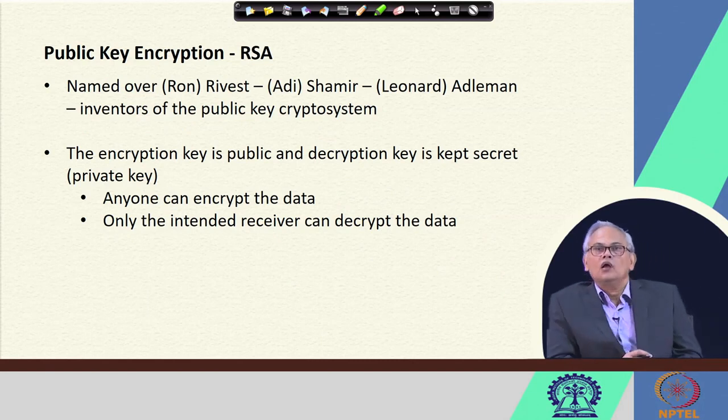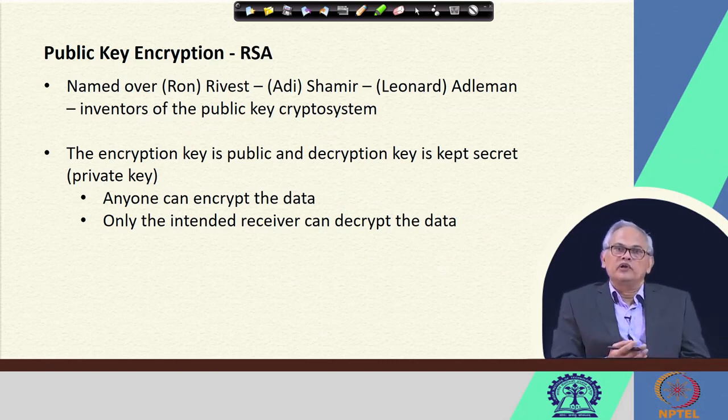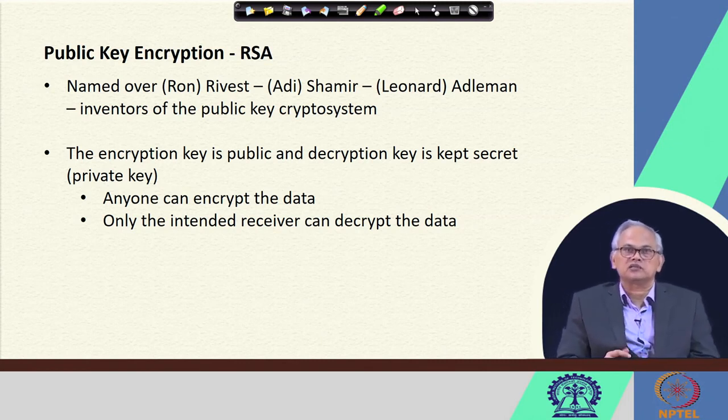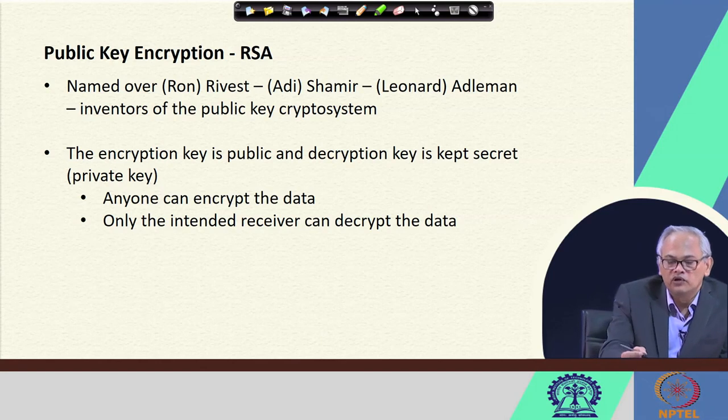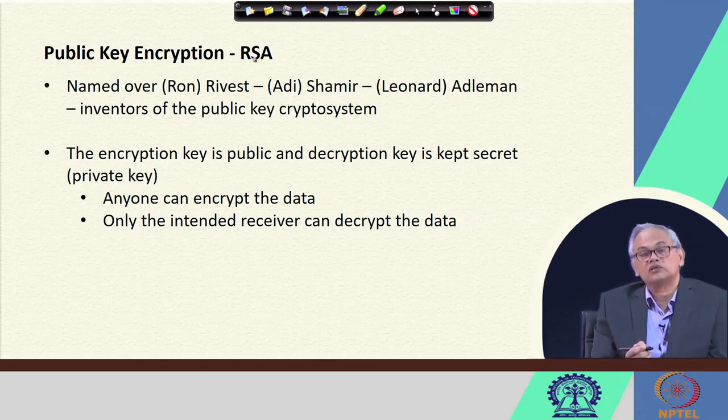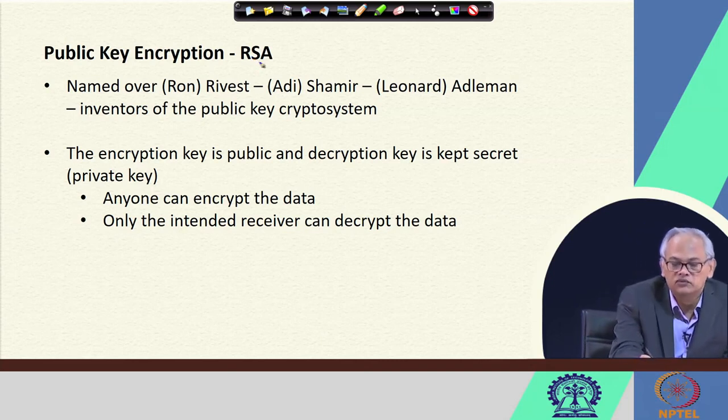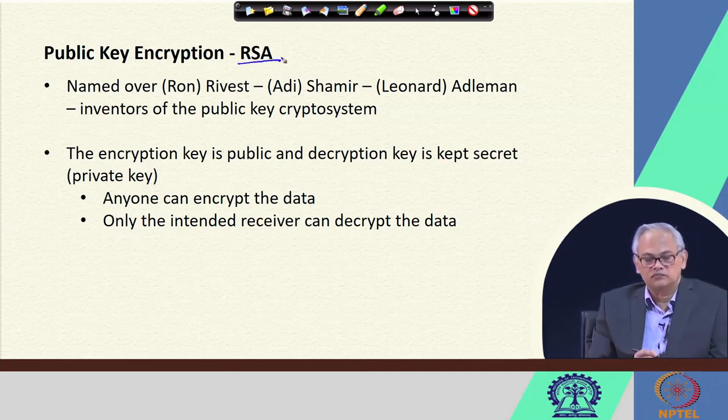That means no other adversary in between will be able to get the original data back from the ciphertext. That means will not be able to get back the plain text from the ciphertext. Now, there are many ways of doing this public key cryptography, of which one of the pioneering works was by Rivest, Shamir and Adelman, and that is what is called the RSA algorithm.